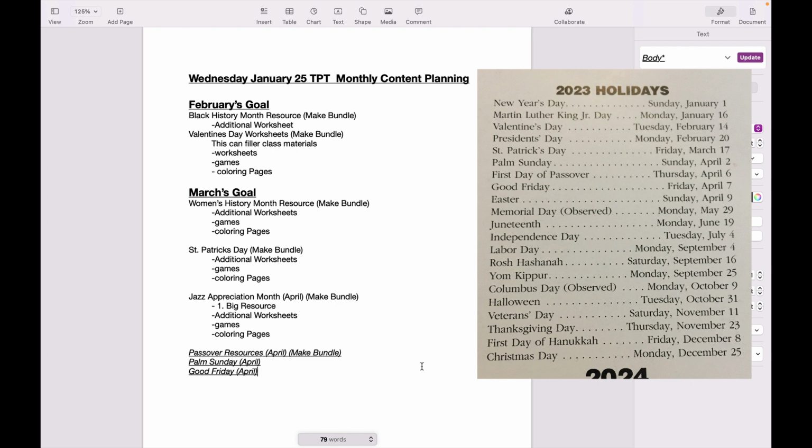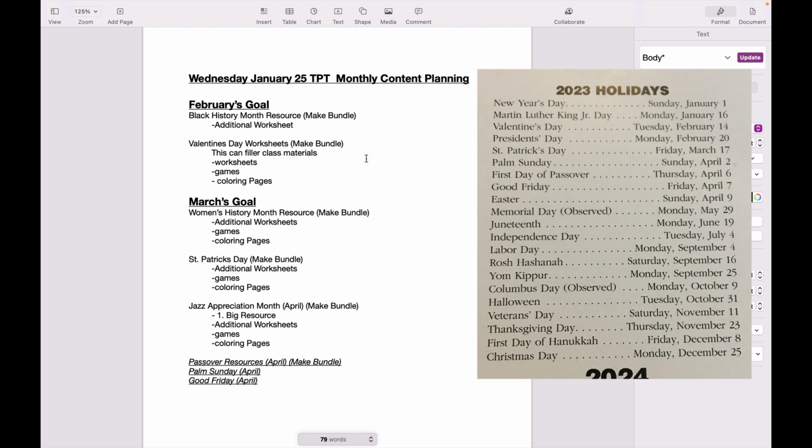I'm just coming up with as many ideas as I can so that when I have time to make my resources, I can refer back to this list. And I kind of have a more organized way of doing this. So, I can make bundles. Also, my go-to resources to make are worksheet games and coloring pages, because I can pump these resources out pretty quickly.